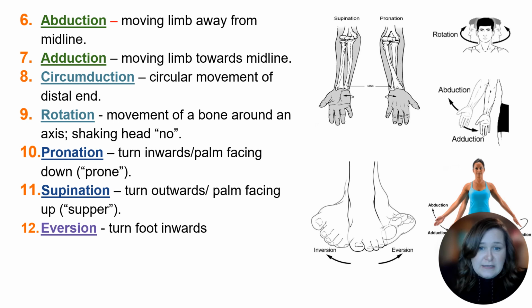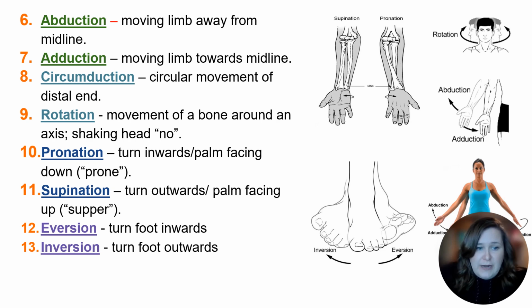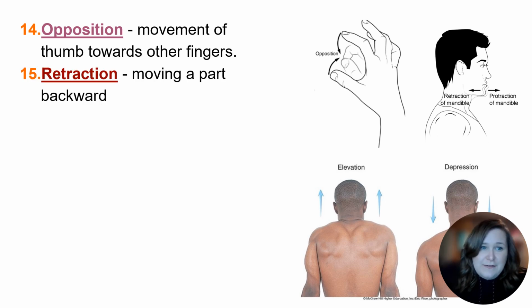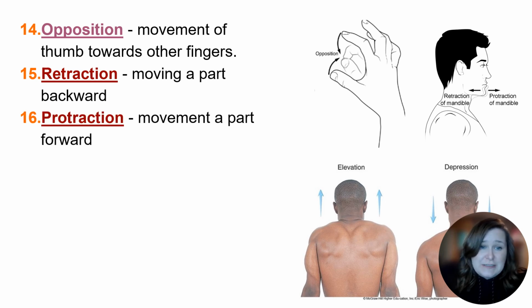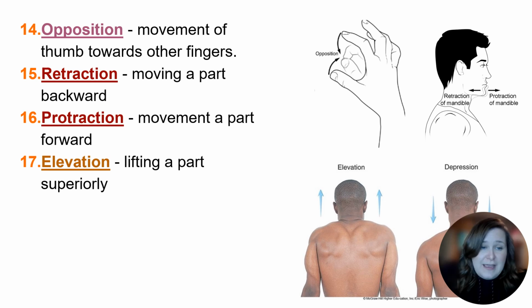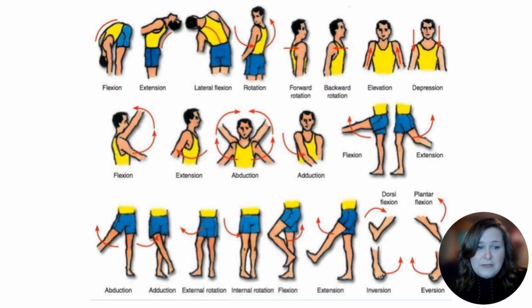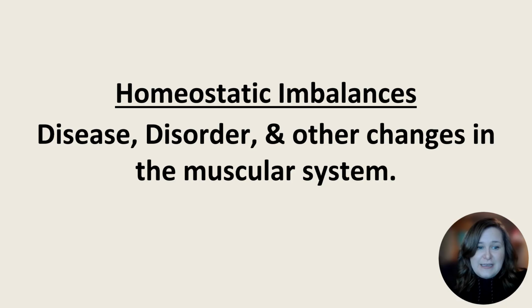And eversion is usually referred to with the foot, and it is that ability to kind of turn the foot inward, whereas inversion is turning the foot outward. Opposition is going to be the movement of the thumb towards the other finger, where retraction is going to be moving a part backward. Protraction is going to be movement of a part forward. Elevation is lifting a part in the superior direction, while depression is going to be lowering a part in the inferior direction. These can be really helpful once you actually are getting into medicine and moving people around and that kind of thing.